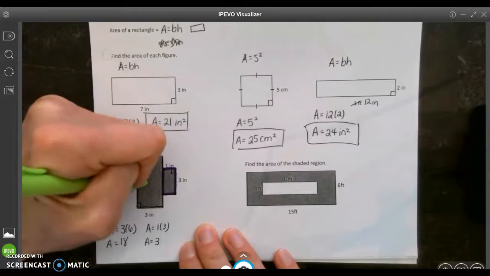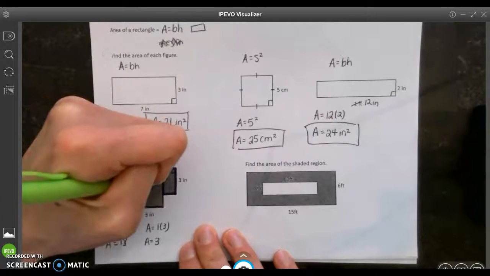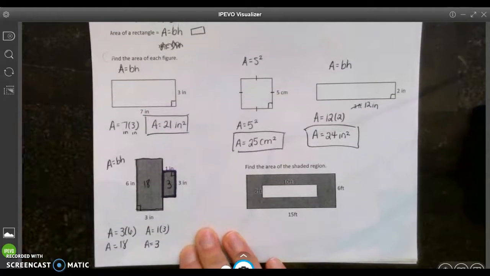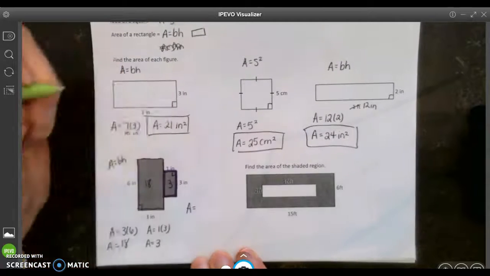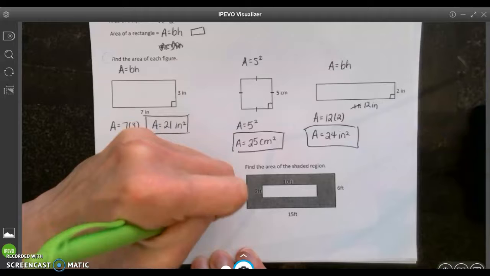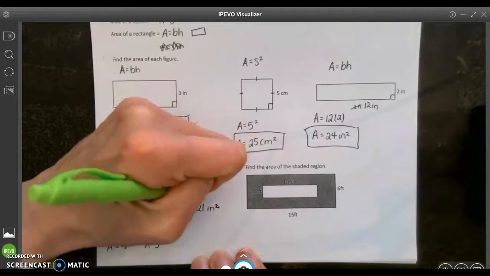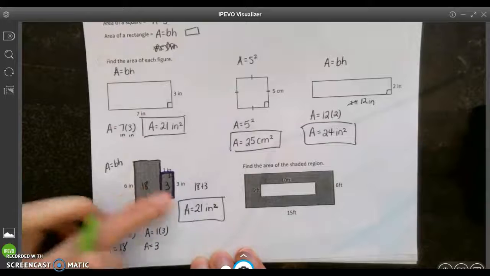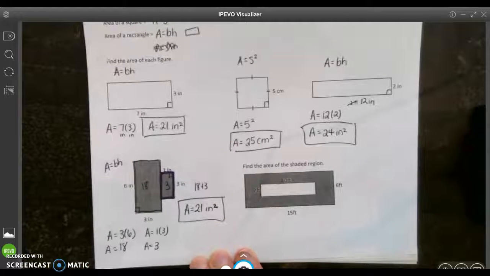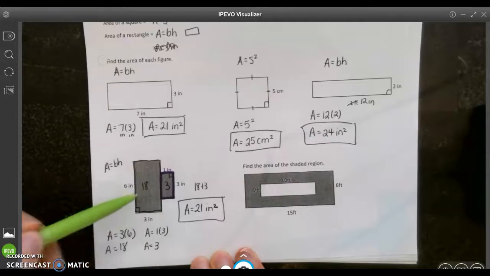So this area is 18 inches squared. This area is 3 inches squared, but I want the area of the whole thing, so I need to add those together. So my total area is 21 inches squared, because I took 18 plus 3. I added those two areas together, because we don't have a formula for this specific shape.